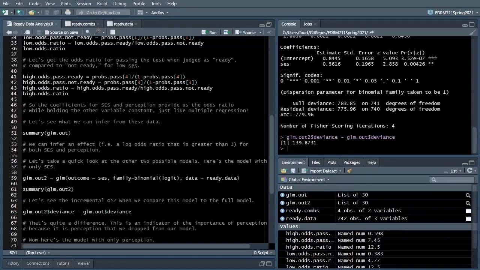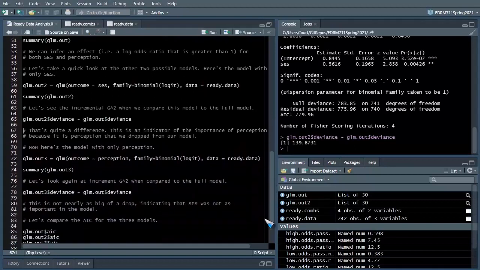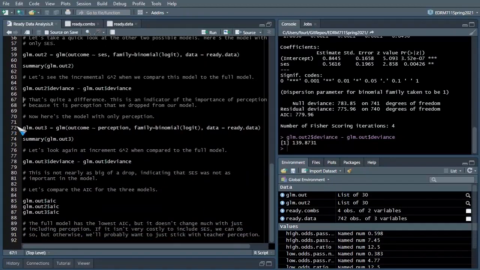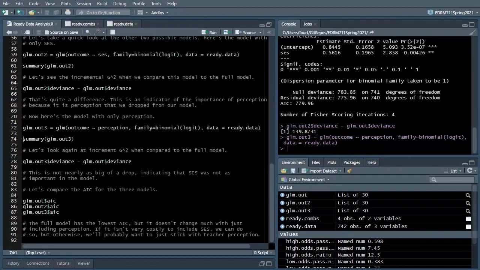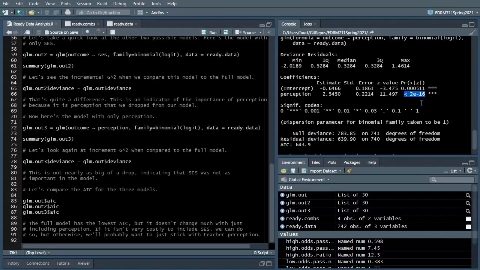But rather than focusing on that, let's just compare it to what happens when we drop SES instead of perception. So here I'm creating model 3, and in model 3, I'm going to look at the change when I take out SES. I can get a summary for the model. I can see that perception still appears to be an important variable, even in this one variable model.